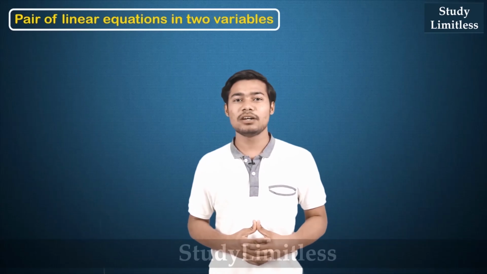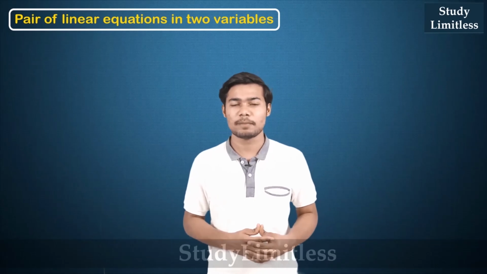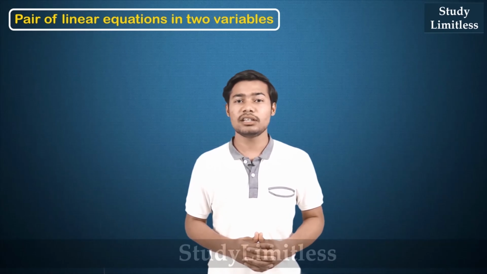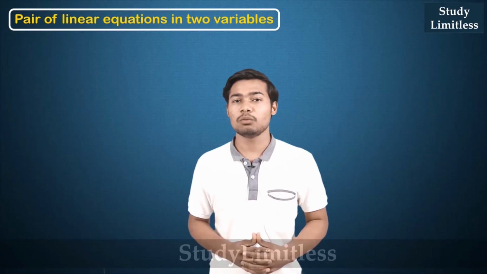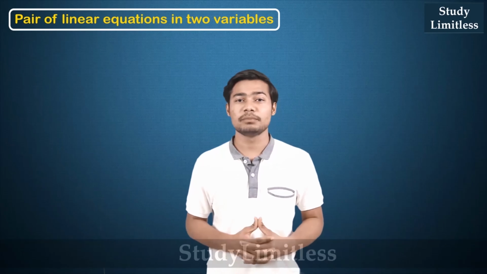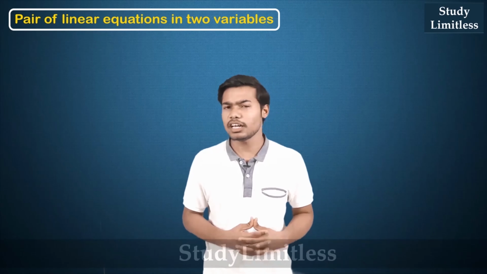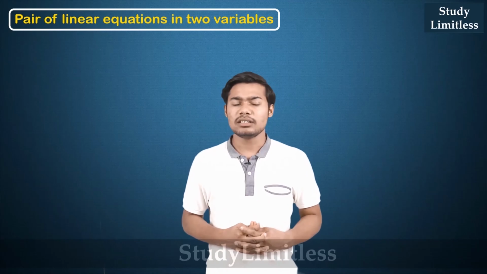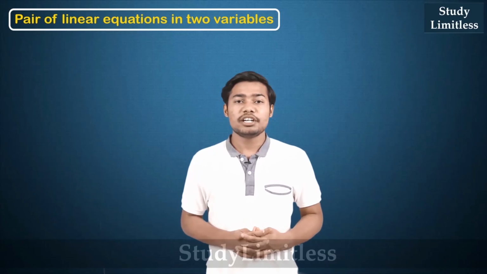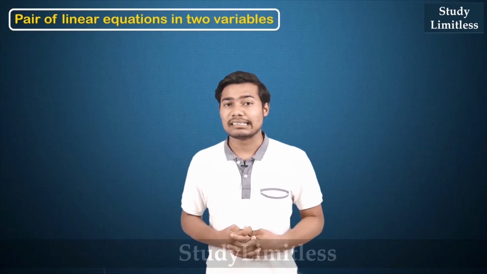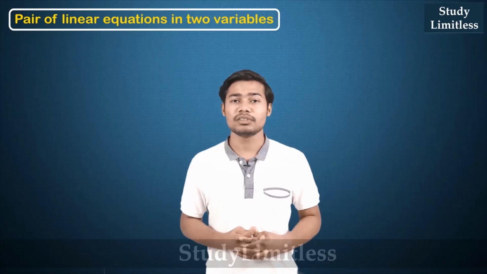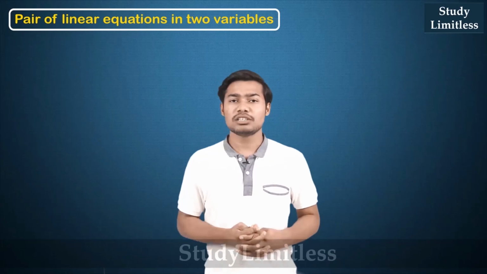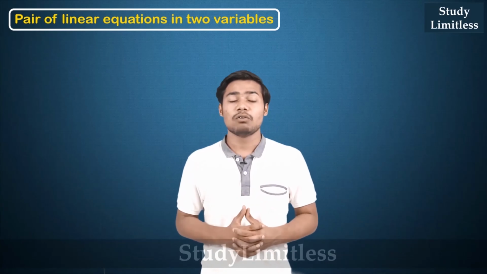Now we will discuss the pair of linear equations in two variables. We already know what is linear equation in one variable. Linear equation in one variable is represented as ax plus b is equal to 0, where a cannot be equal to 0. Now similarly, the linear equation in two variables is represented as ax plus by plus c is equal to 0. We will see in this topic how the given situation can be represented in the form of equations.